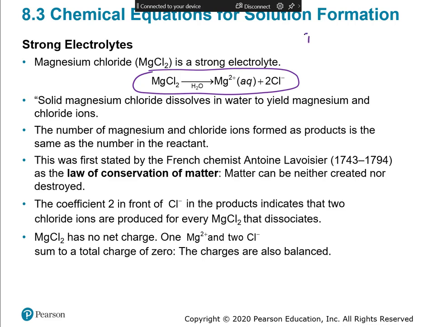Notice that the arrow goes from left to right. If it's a strong electrolyte, the arrow goes completely from left to right. You can put the little H2O above or below, doesn't matter. But then on the product side, they're both aqueous. You have to split them. The products have to have a charge.